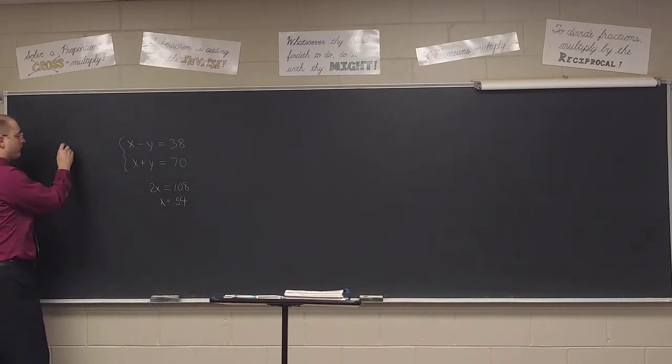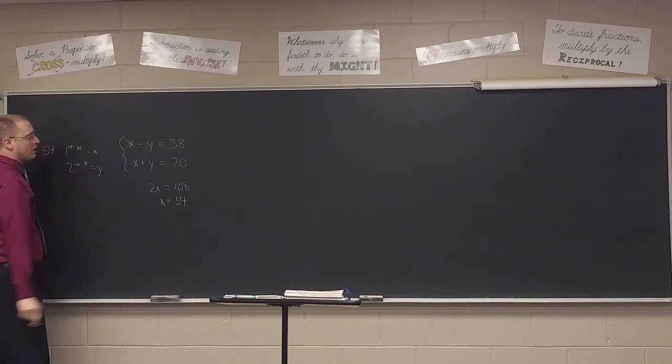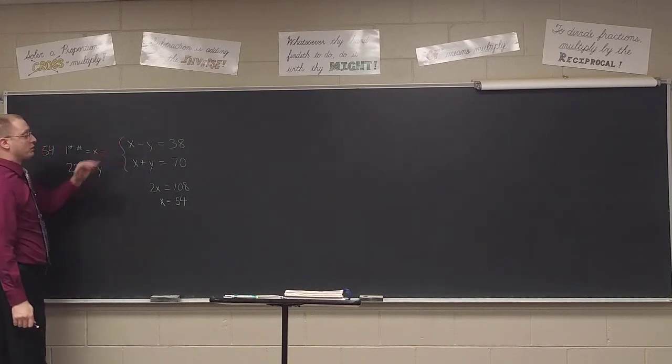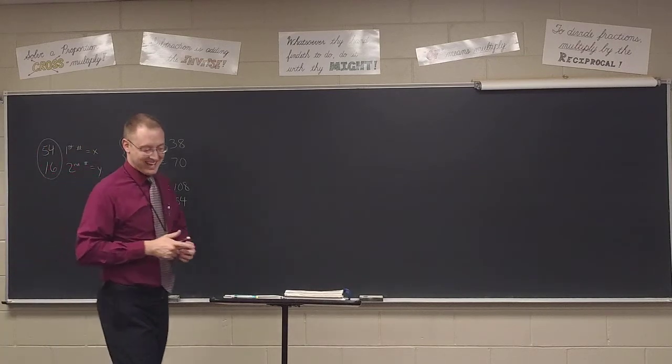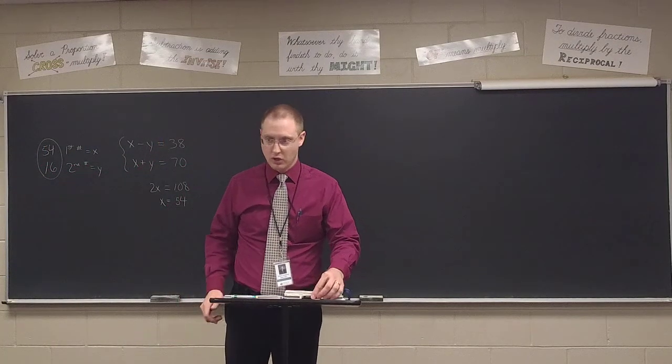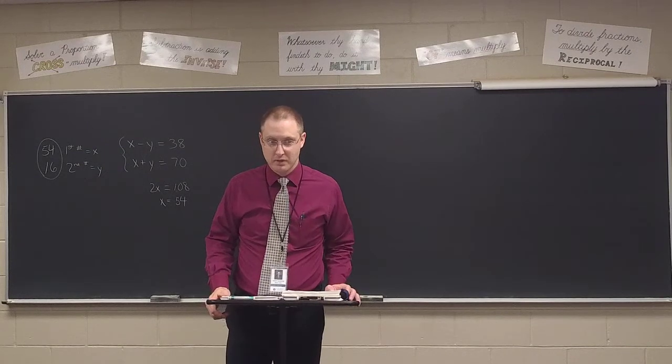So that should have been your first number, would have been 54, the number represented X. And then for your second number, which we would have represented Y, we would plug in the 54 to either equation. What did we get for the Y, Noah? 16. Sure enough, the difference is 38, the sum is 70. Those are your two numbers, and both of you had that for the extra credit questions.